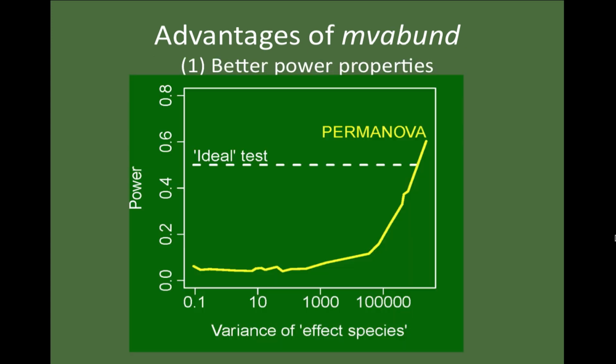So what are the advantages of mvabund? Well, I think there's lots, but I'll just highlight 2 for you. Firstly, better power properties. Remember this terrible power curve for PERMANOVA and friends? This is how mvabund goes. It tends to have higher power across a broader range of alternatives, and that's what we want in multivariate analysis. We may not get a statistic which is always going to have the highest power all the time, but what we do have is a statistic which has pretty good power across a broad range of alternatives. That's what we want.